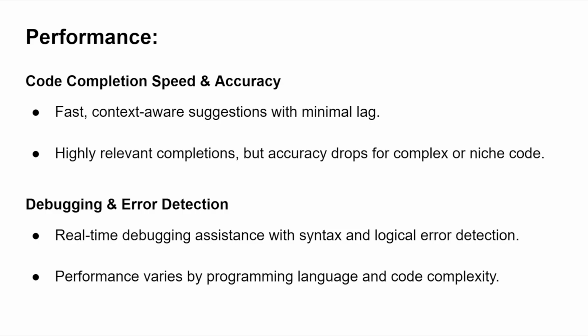Moving on to the next, debugging and error detection. Cursor AI does not just complete code. It also helps find and fix errors in real time. It highlights syntax issues, logical errors, and even potential bugs as you type. But the performance of its debugging depends on the language and complexity of the code. Some errors might still need manual intervention.